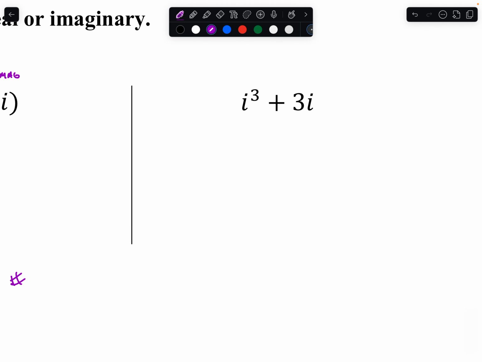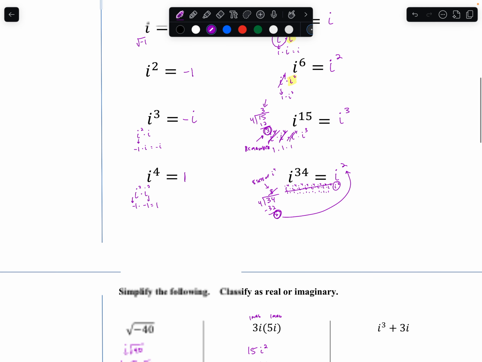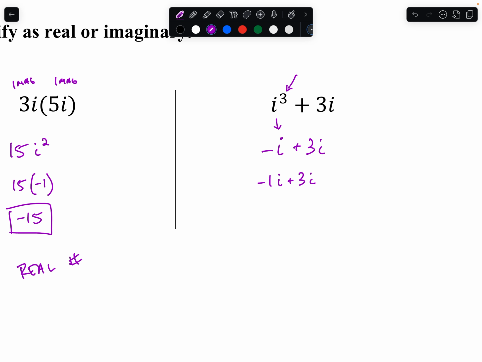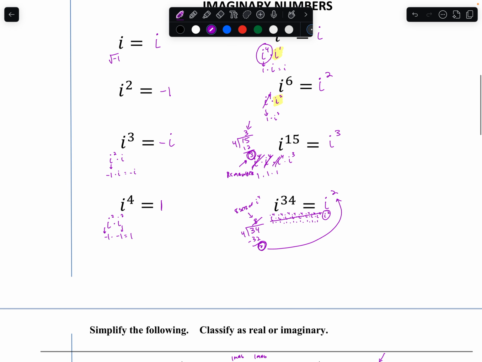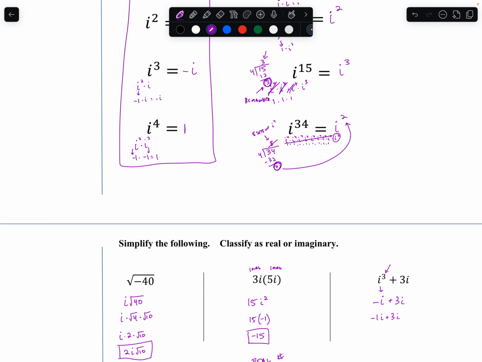Okay, so then if we look at i cubed plus 3i, well, we know from our chart up here that i cubed is equal to negative i. So we have negative i plus 3i, right? We can convert that there. I'll just rewrite it like this: negative 1i plus 3i. Whenever we have higher powers of i, we're trying to convert it back to one of these 4. It can always equal one of these 4.